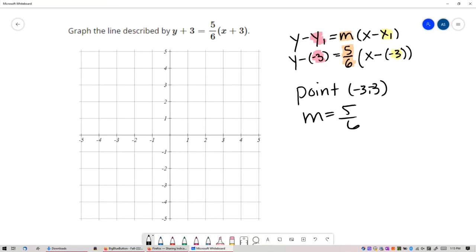We can plot that point, (-3, -3), and we can use the slope as rise over run, and that gets us a second point on the line. So we're going to rise 5 and run 6, and we can connect those 2 points with a straight line. So that gives us the graph from point-slope form.